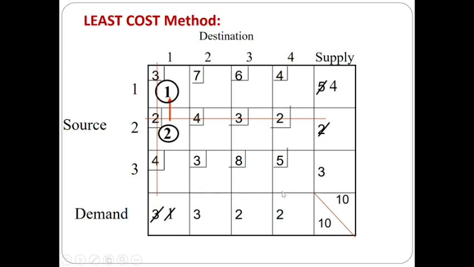Then in the remaining matrix, we have to look for the least cost. The least cost is 3. And supply is also 3, demand is also 3. So we can allocate as much as 3 units here.